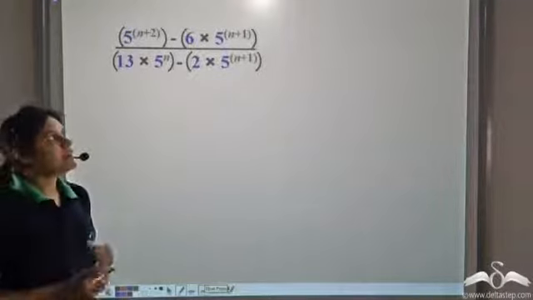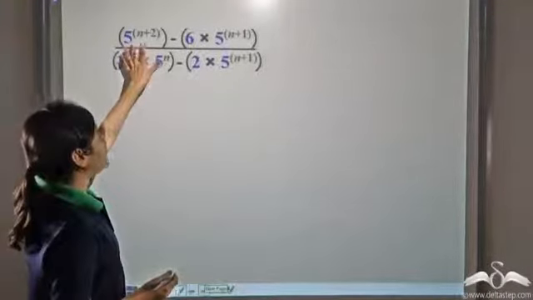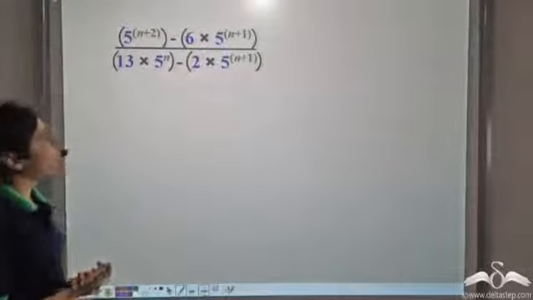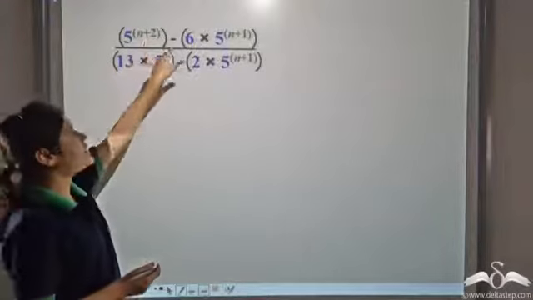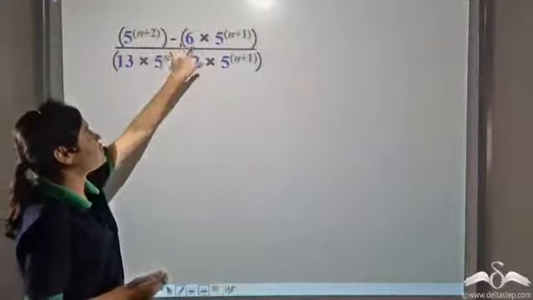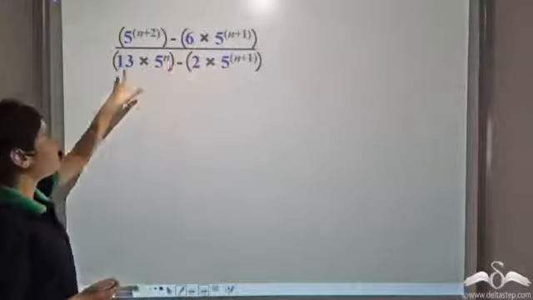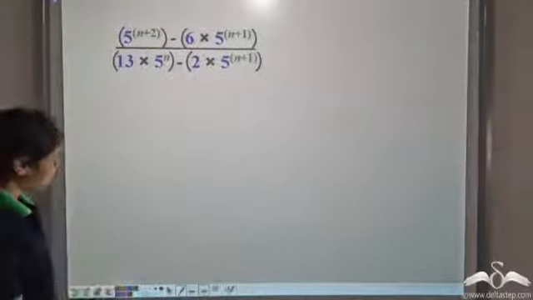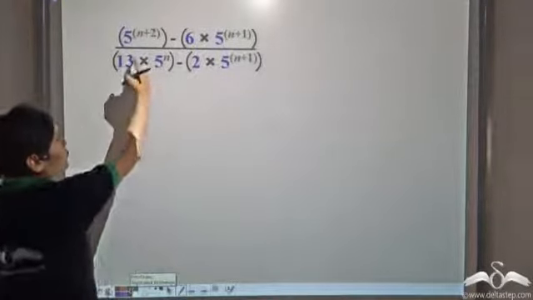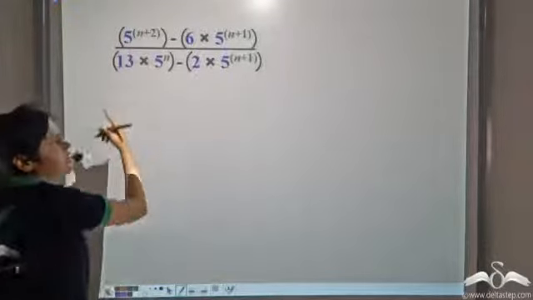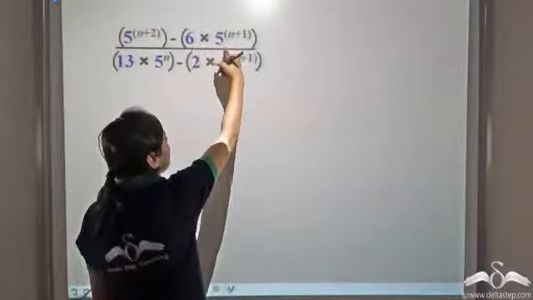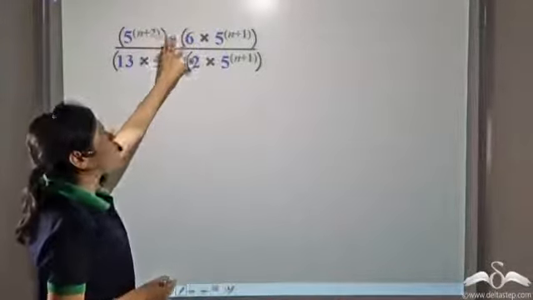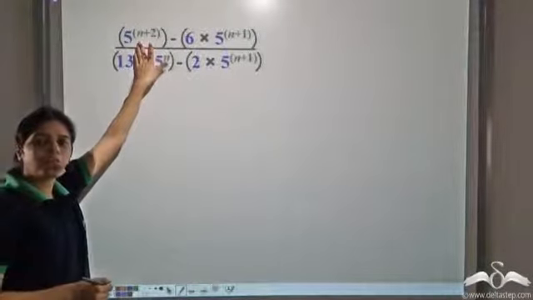Now we need to simplify this expression. So we have this minus this divided by this minus this. So first we need to see if we can take anything common from the two expressions in the numerator, and if we can take anything common from these two in the denominator. In the numerator, we have 5 to the power something minus 6 into 5 to the power something. So we have some power of 2 in both these terms. So we can take that common.